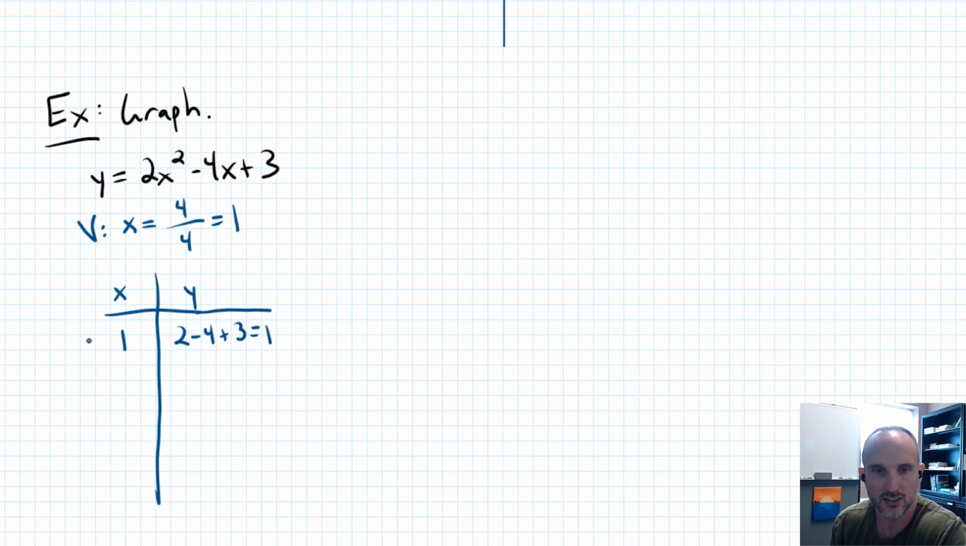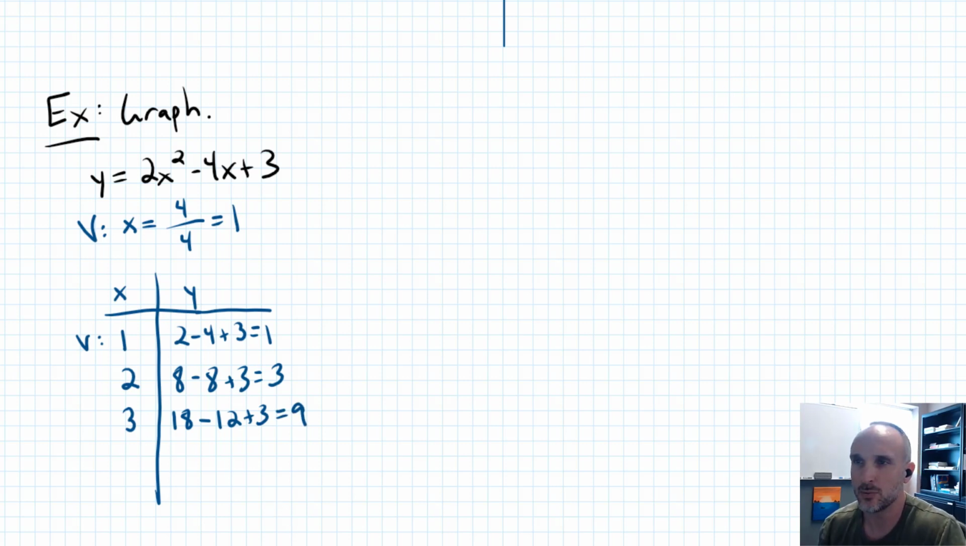So there's our vertex. Now let's plug in numbers bigger than 1, like 2. 2 squared is 4, times 2 is 8. Minus 4 times 2, so that's minus 8 plus 3. That just turns into 3. Let's plug in one more. Let's plug in 3. If x is 3, we get 3 squared is 9, times 2 is 18, minus 4 times 3, so that's minus 12, plus 3. So we get 6 plus 3, which is 9. We could keep going, but let's go ahead and set up our grid.